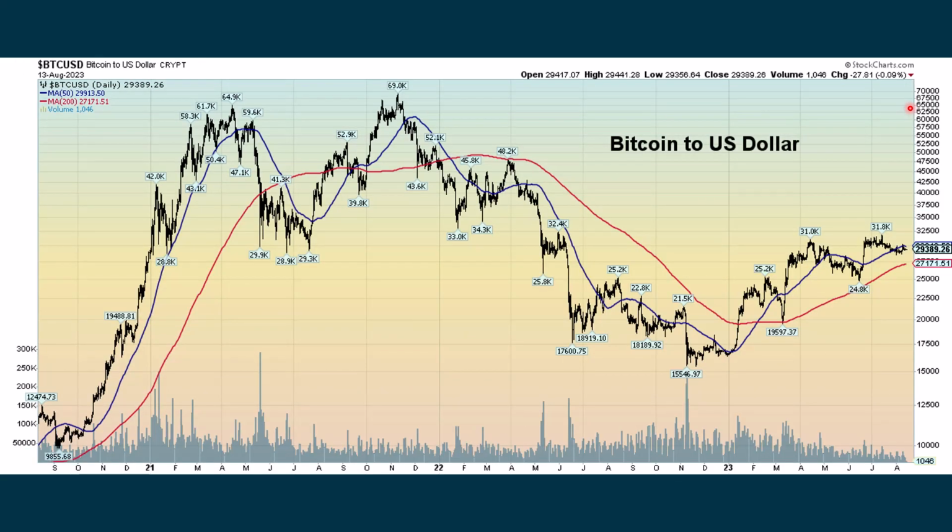Bitcoin, and I had to change over to a new index here. It's still in an overall uptrend. It got up into the 30-31 range, but then we're seeing some weakness as it drops back below 30,000.